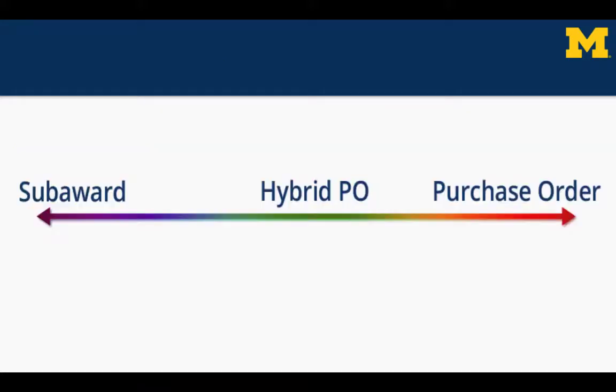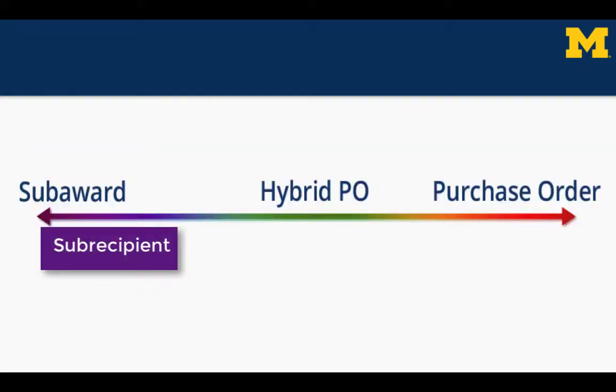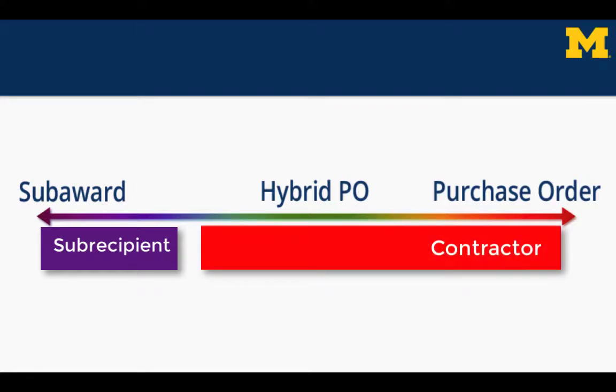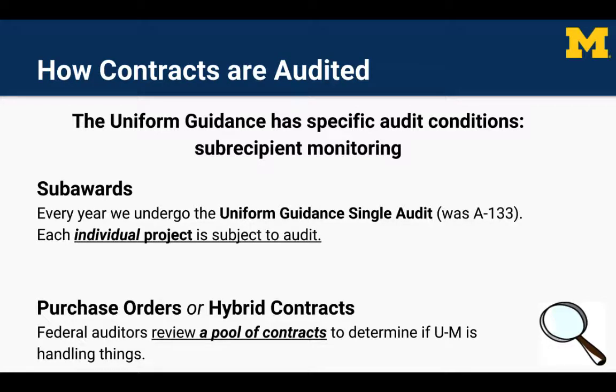Any collaborator that isn't a subrecipient is considered a contractor. The hybrid contract can be confusing because it can fall anywhere on the spectrum between the subaward and purchase order. The relationship will determine the form of agreement used and how the project is audited.